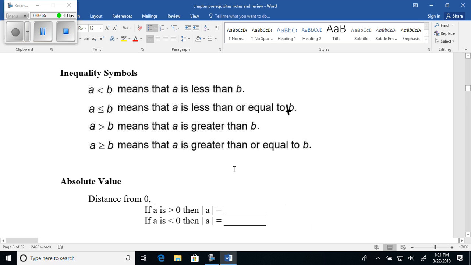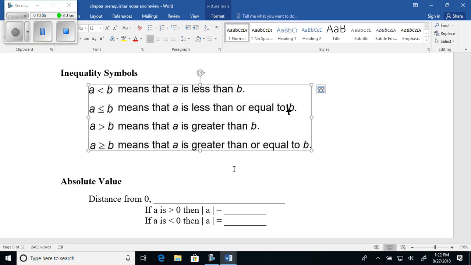Okay, just a reminder. A is less than B means what? Who's smaller? B is bigger than A, right? A is less than or equal to, what's the difference? Because it could be the same thing. This one? Greater than, now who's bigger? A. A is greater than or equal to.